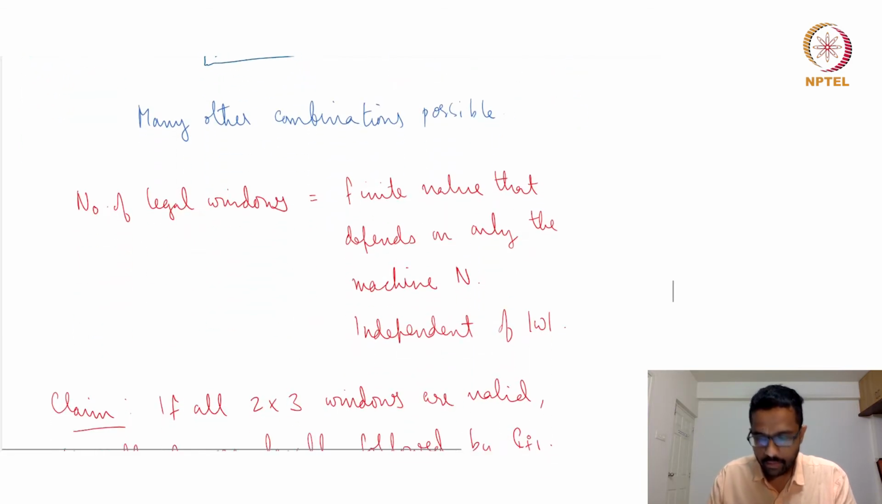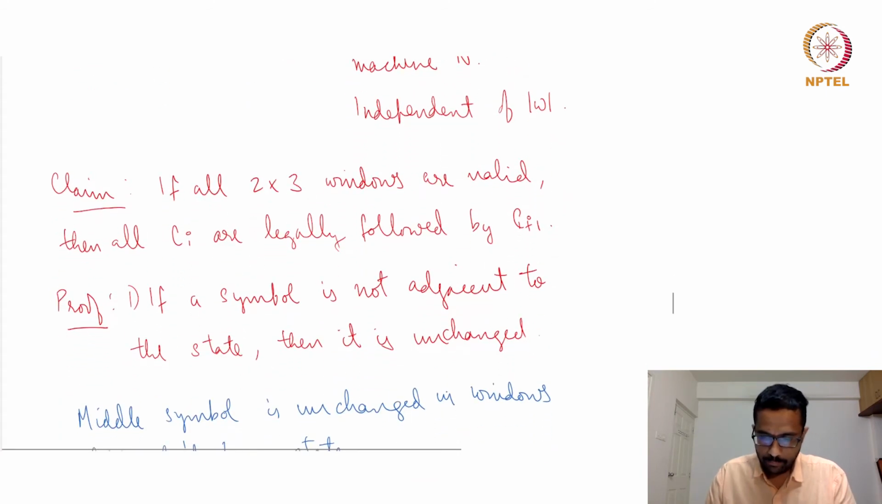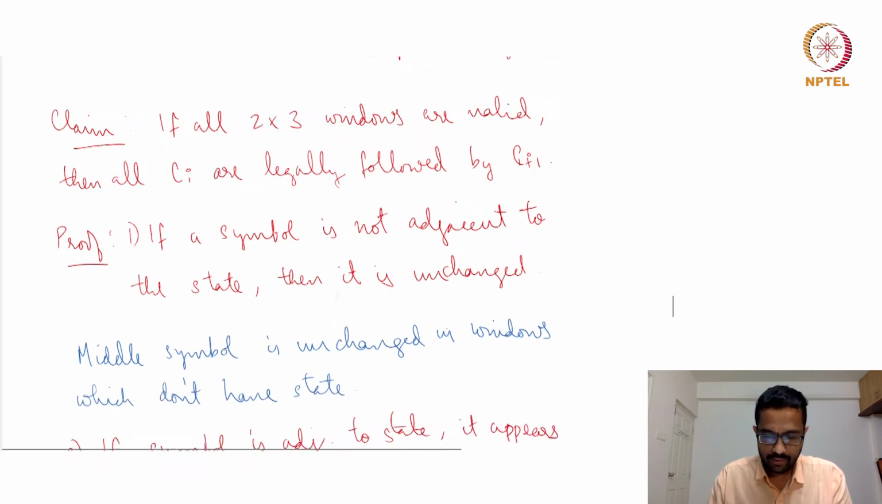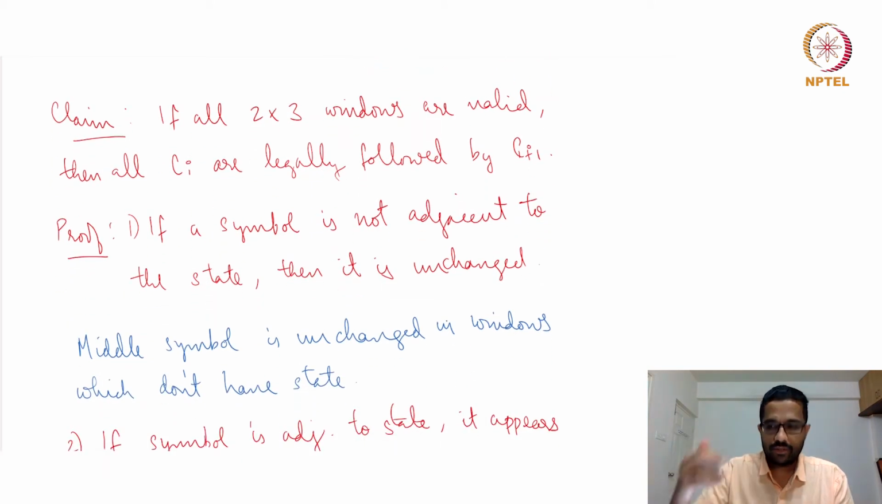And as I said, the number of windows is only dependent on the machine N. It is not dependent on the input, or on its length. So it's a finite number. It may be a big number, but it's a constant, right? And the main point that we want to say is that if all the 2 by 3 windows are valid, then each row i plus 1 is a valid successor of the previous row i.